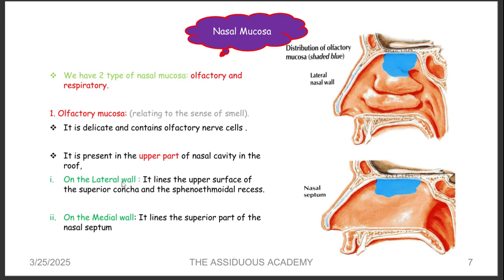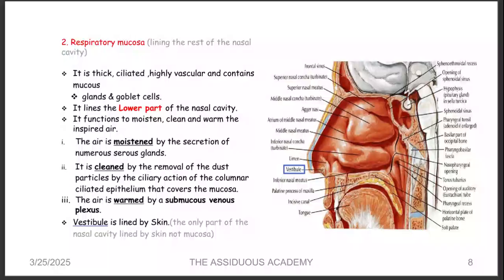So on the lateral wall, it lines the upper surface of the superior concha and the sphenoethmoidal recess. That is where on the lateral wall, the upper part of the superior concha and the sphenoethmoidal recess. On the medial part, it is going to line the superior part of the nasal septum. Just the superior part of the nasal septum. That's the olfactory mucosa. You also have the respiratory mucosa.